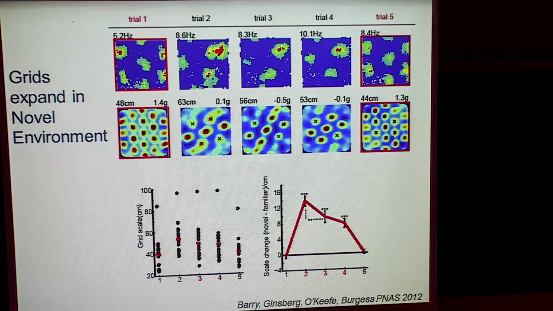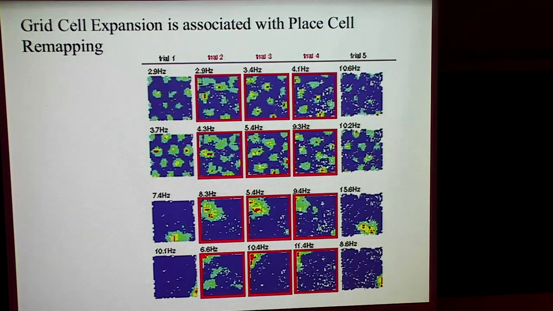And interestingly enough, for the relationship between the grid cells and the place cells, concomitant with that expansion, as shown here, you get a place cell. In the original familiar environment, here's a cell that fires in the south here, and then in this new environment, it remaps, and then slowly reverts over time. I don't think there's enough data to say that it reverts back to the original place cell representation.